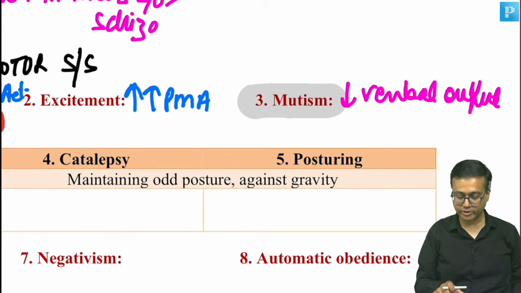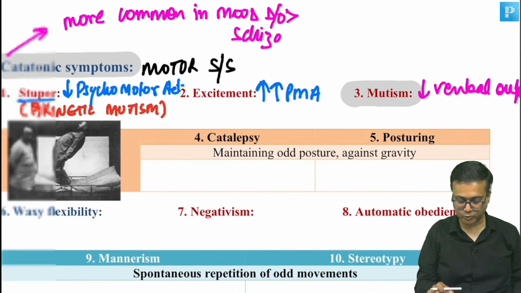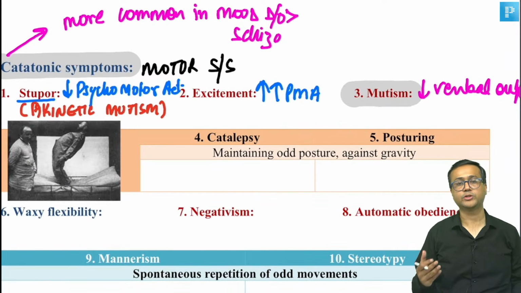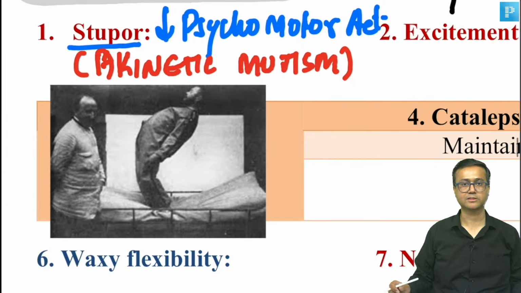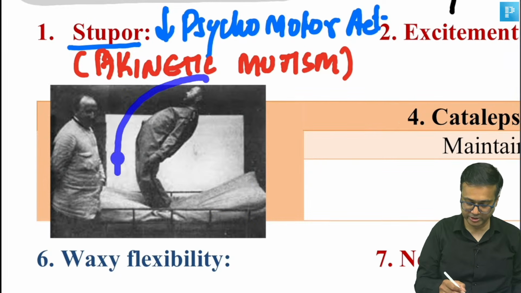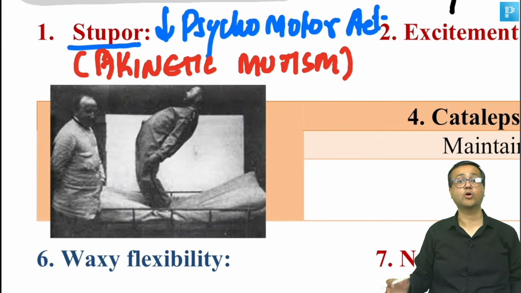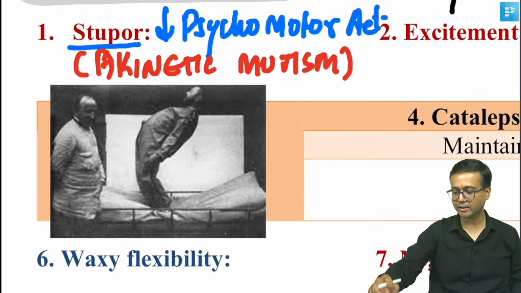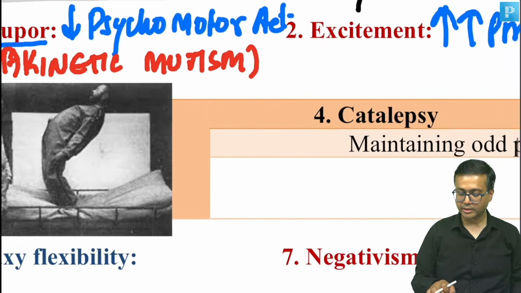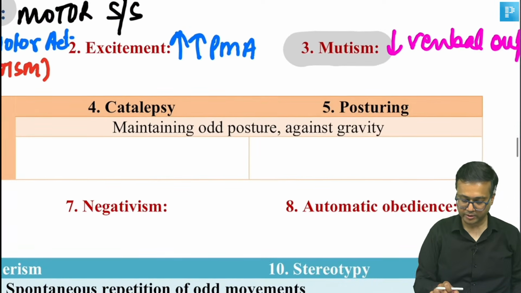So the first three symptoms we have discussed: stupor, excitement, mutism. Now let's see this image. Sometimes they may just give you such images. Can you appreciate the patient may maintain such an odd posture? Now what is this term? So the patient may maintain a very odd posture. It could be two important terms, remember.